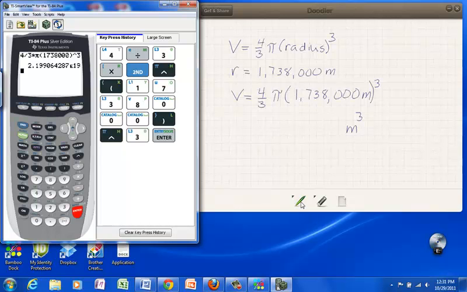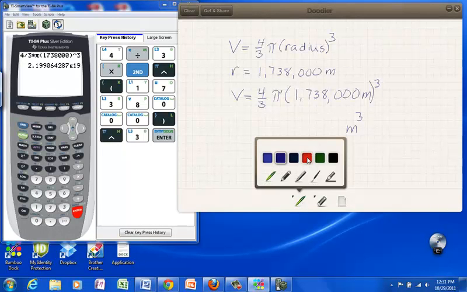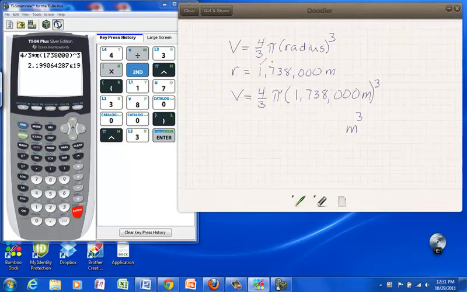So before I write that number down, I'm going to go back and figure out how many significant digits I need. So here's my measurement for the radius. So I'm going to need 4 significant digits when I write this number down.